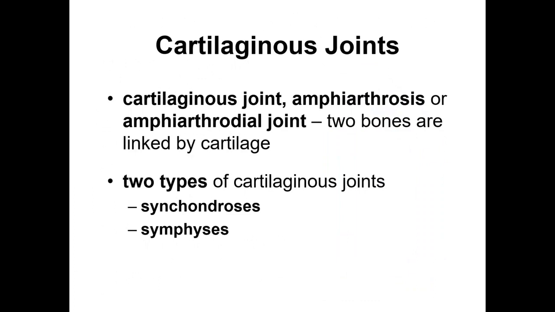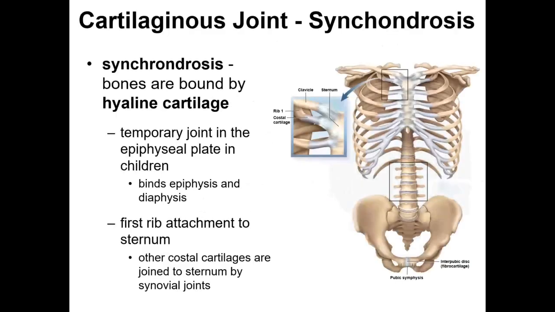Then we have cartilaginous joints. This is when you have two bones that are linked by cartilage. There are two types, synchondrosis and symphysis. The synchondrosis are bones bound by hyaline cartilage. We see this as a temporary joint in the epiphyseal plate in children when it binds the epiphysis to the diaphysis. And we see this in the first rib attachment to the sternum.